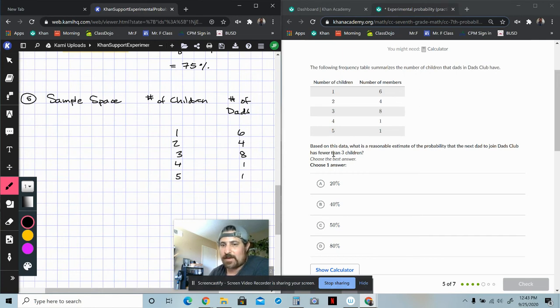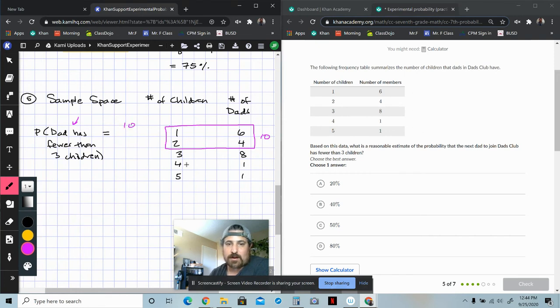It says, based on this data, what is the reasonable estimate of the probability that the next dad to join Dad's Club has fewer than 3 children? So we're looking at the probability that a dad has fewer than 3 children. So that becomes our favorable, right? We're looking for things that are less than 3. It's not going to include 3. So that's going to be 1 and 2 kids, right? And that's a total of 10. So that's our favorable 10.